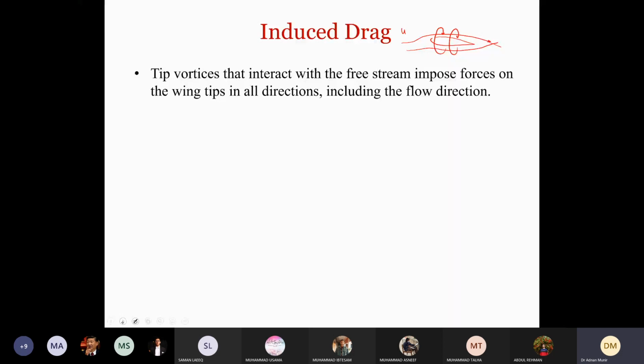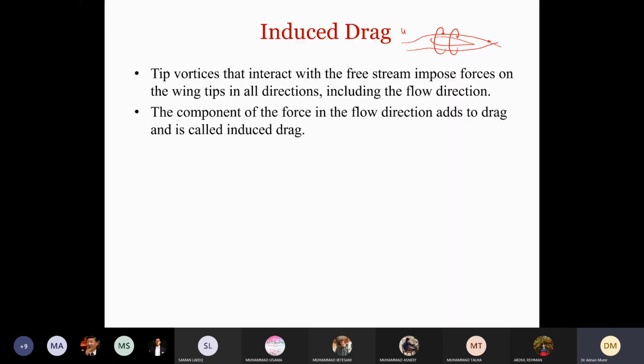Now the component of this force in the flow direction adds to drag force and is called induced drag. Now this is interesting. When we have tip vortices and they combine with the incoming flow, they exert force on the tip of the wing, right? The force they exert on the tip of the wing will be three-dimensional, and as such it will also have a component in the direction of incoming flow.